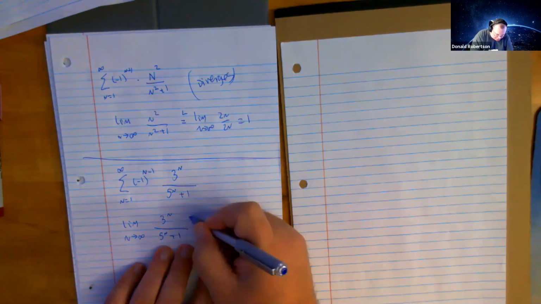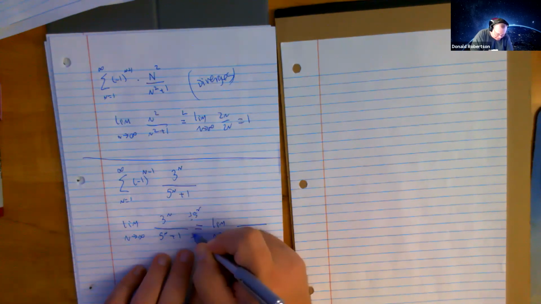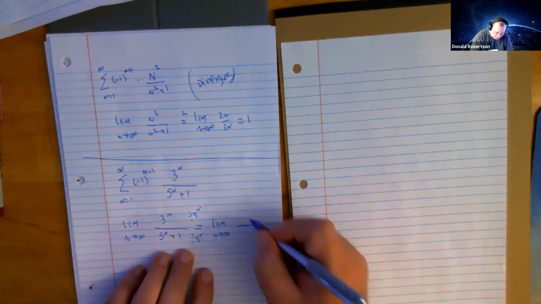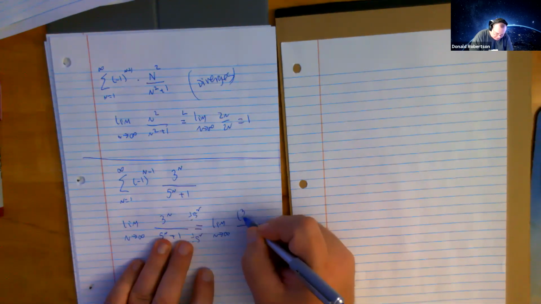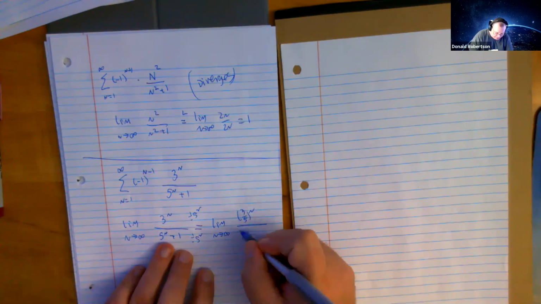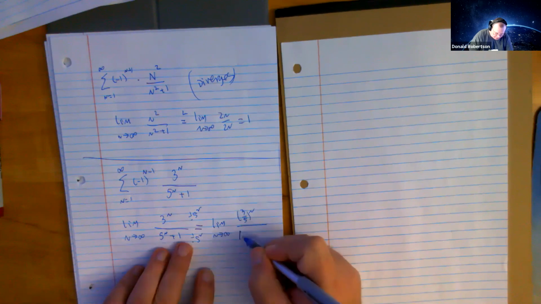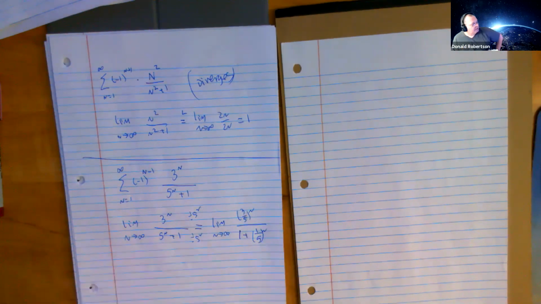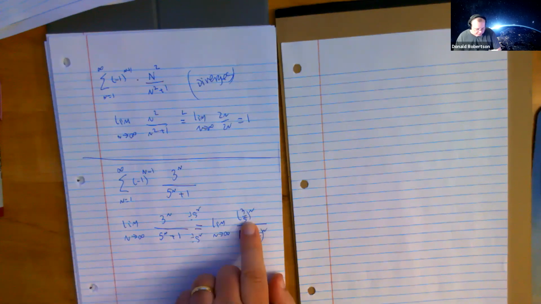Can I divide the top and bottom by 5 to the n? Now, won't that fella become 3/5 to the n? And won't this guy here become 1? And won't this guy become 1/5 to the n, right? I'm basically comparing it to 3/5 to the n. Now, what happens when n goes infinite? Won't that be 0?